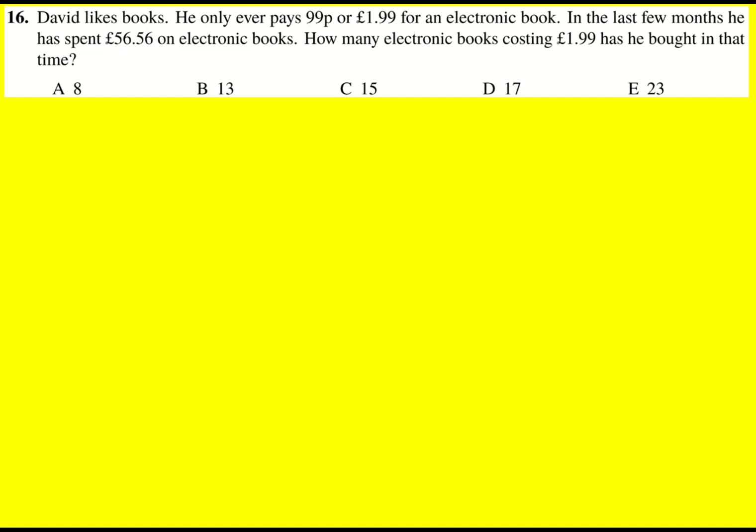David likes books. He only ever pays 99p or £1.99 for an electronic book. In the last few months, he's spent £56.56 on these books. How many costing £1.99 has he bought in that time?